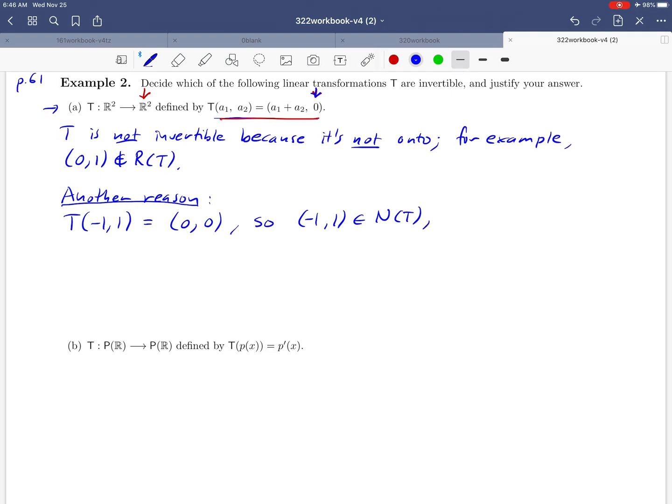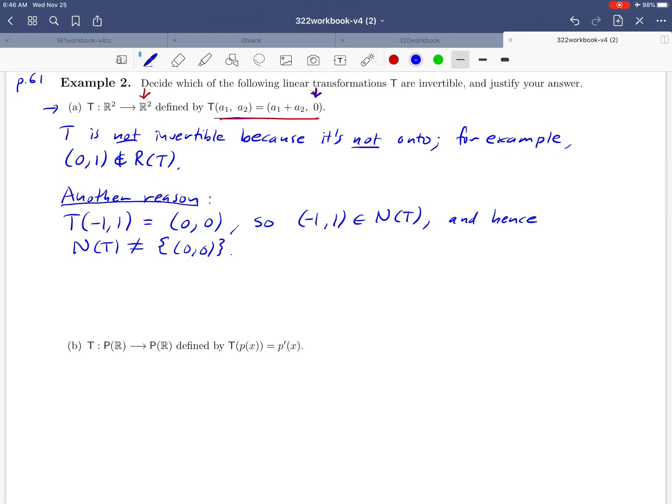Okay, but what we've discovered then is that (-1, 1) is a non-zero vector that's in the null space. So we've really shown then, I'm going to run out of space here, so let me go to the next line. So the null space of T is not just the 0 vector. Negative 1, 1 is a non-zero vector that's in the null space.